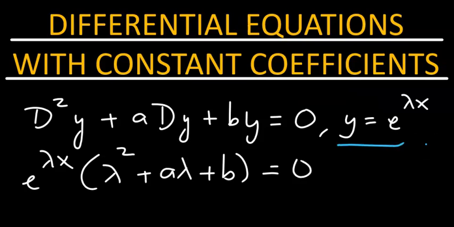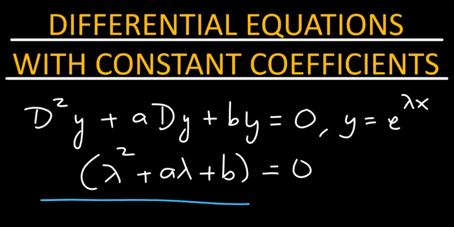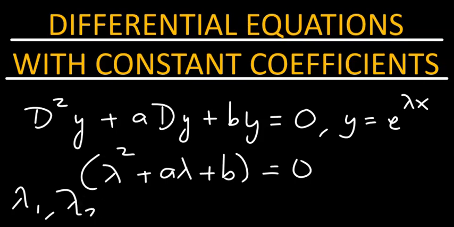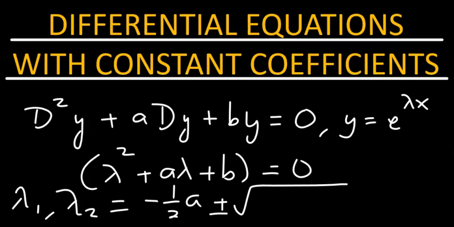Note that this is our assumed solution to this equation, and now using this equation we can find the value of λ. From this line, the value of λ can be obtained by solving that equation. It is known as the auxiliary equation. It is indeed a quadratic equation in λ. The roots can be written as, let's say, λ1 and λ2, and they are simply -a/2 ± the square root of (1/4 a² - b). This plus sign will give you one λ, and the negative sign will give you the other λ.